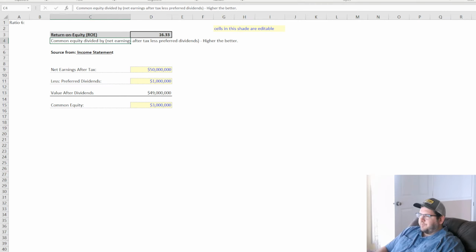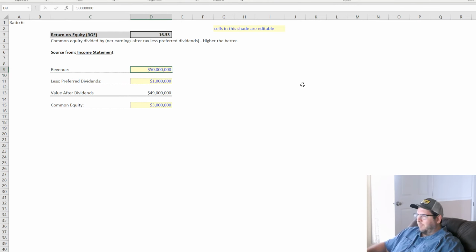Gross margin. Now, gross margin is essentially your revenue minus your variable costs, and then that number divided by your revenue is your gross margin. So we'd have revenue in whatever period it is. This is going to be an income statement. Let's say revenue is, okay, 50 million.